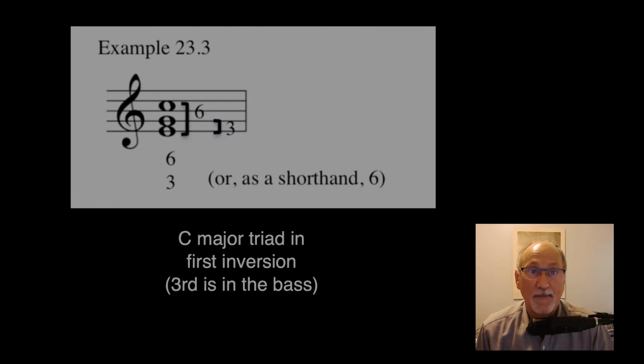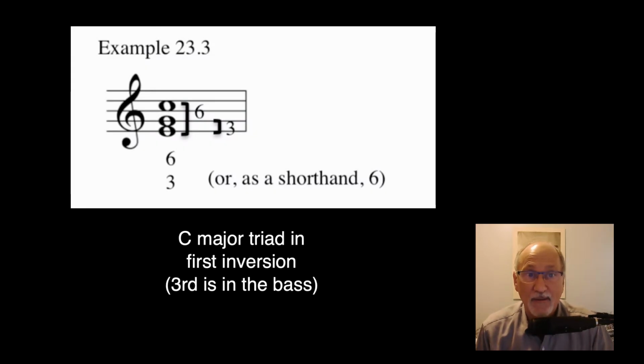Now here is a C major triad in first inversion. We know that it's a C major triad in first inversion because the third of the chord, E, is in the bass voice. Remember, bass means the lowest voice of the chord. The figured bass symbol for a first inversion triad is 6-3, because these are the numbers that represent the intervals from the lowest note, in this case E, up to the C, that's the 6, and then E up to the G, that's the 3.